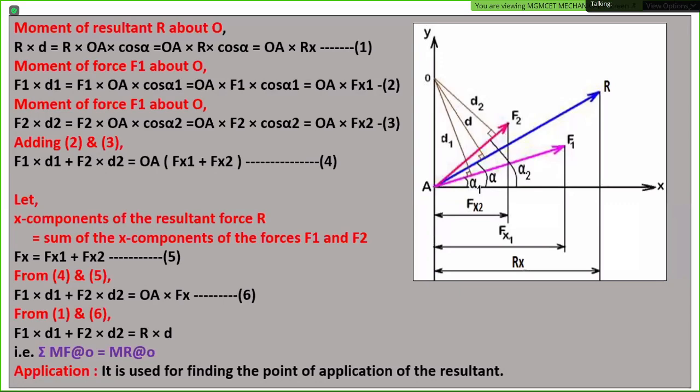But mostly we are applying it for the non-concurrent force system. Point of application के लिए concurrent में use नहीं करेंगे क्योंकि वहां पे point of application निकालने की जरूरत ही नहीं है. हो गया क्लियर अभी? So this is for the proof purpose. I am considering it is a concurrent force system. But it can be applied for concurrent as well as non-concurrent force system.